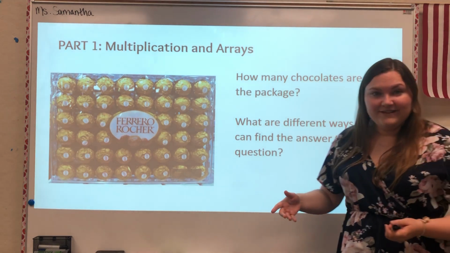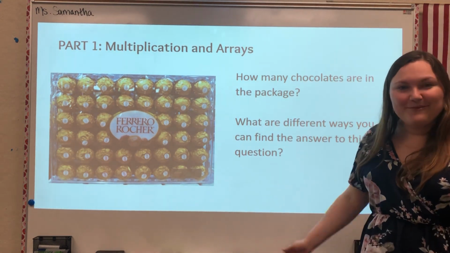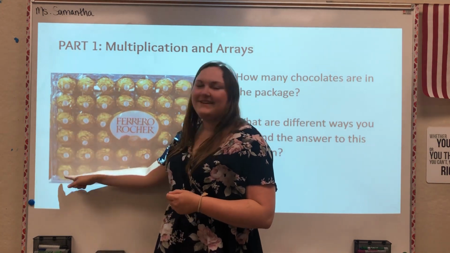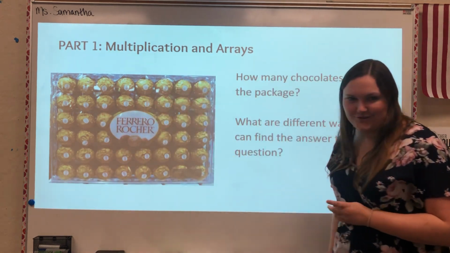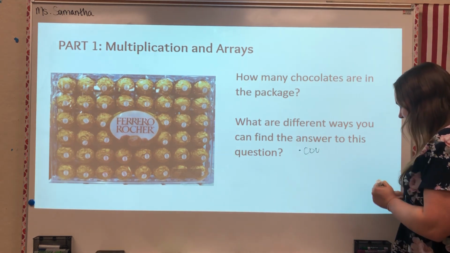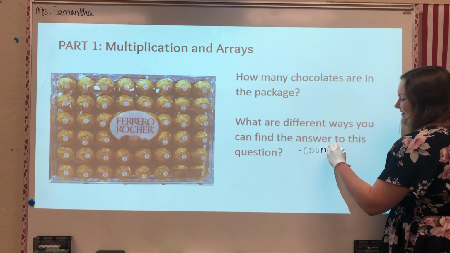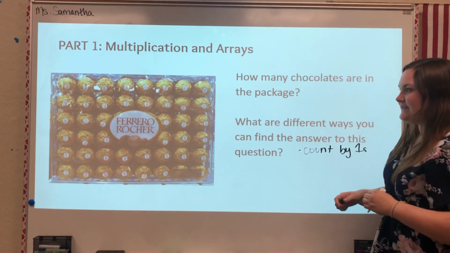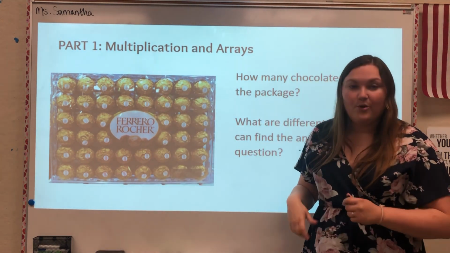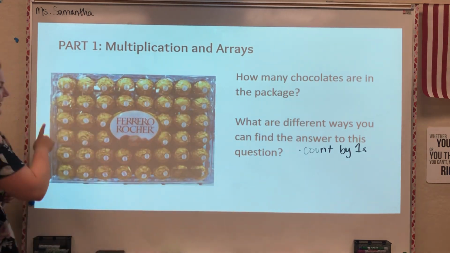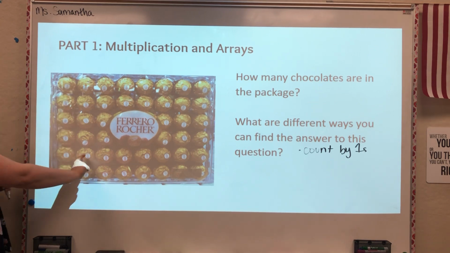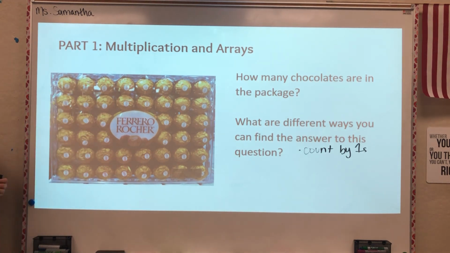Well, the first one, if you're a little kid, probably the only way you know is to go and count 1, 2, 3, 4, 5, 6, 7, 8, and count every single chocolate in the package. So one way is simply by counting, right? You can count by ones. However, there are other things you could do to keep you from counting every single chocolate. One way you could do it is instead of counting by ones, you could go in and count by twos. You could say 2, 4, 6, 8, 10, 12. Count this whole thing by twos.